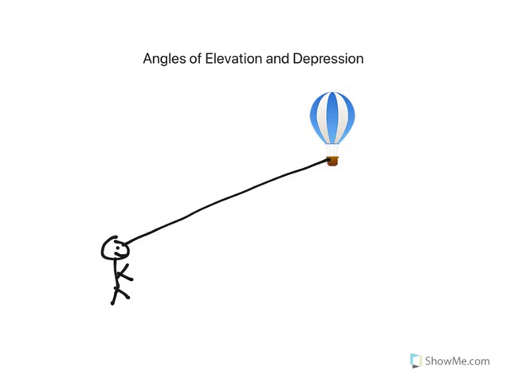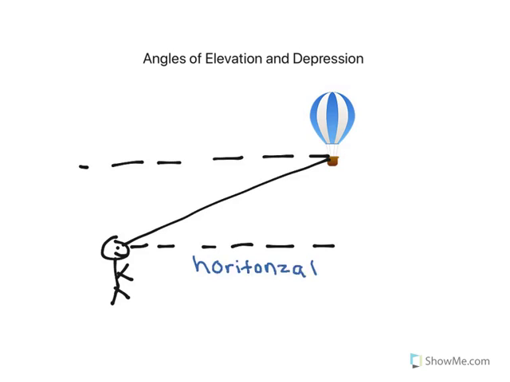If I looked straight out, that would form a horizontal line. And if the person in the hot air balloon also looked straight out, maybe they didn't look down at me, maybe they looked straight out, that would also create a horizontal line. So let's go ahead and label those as horizontals. Those are the horizontal lines of vision of me on the ground and the person in the hot air balloon.